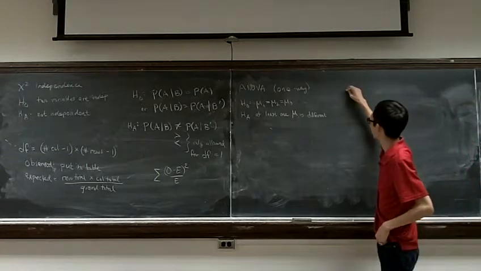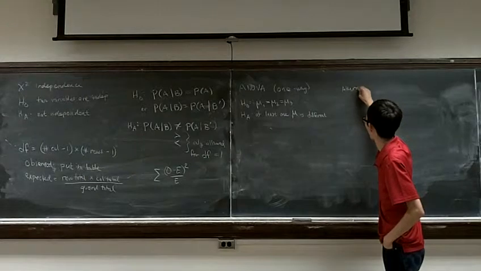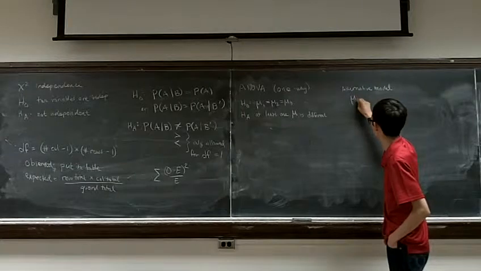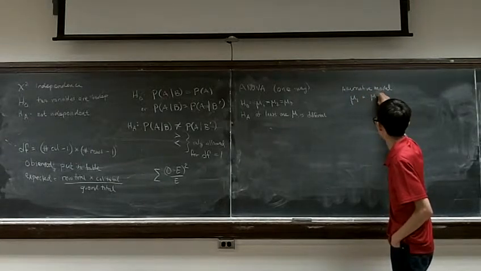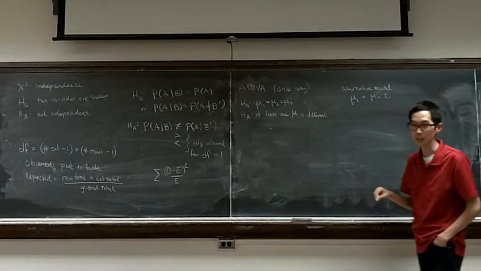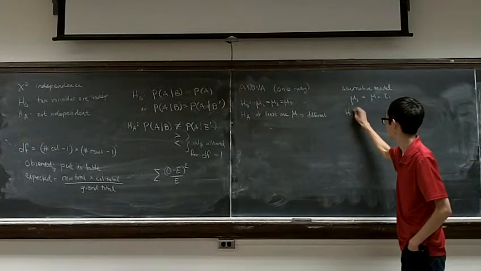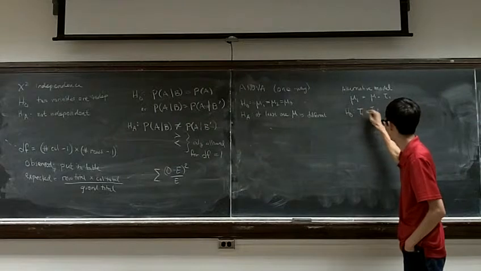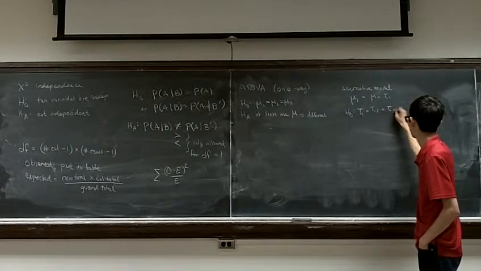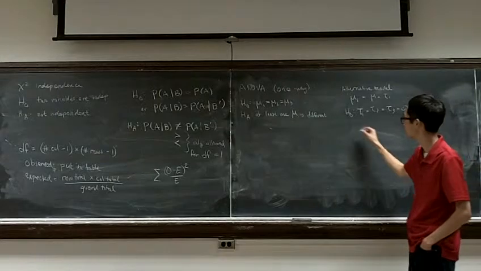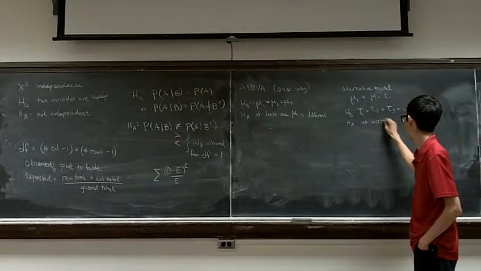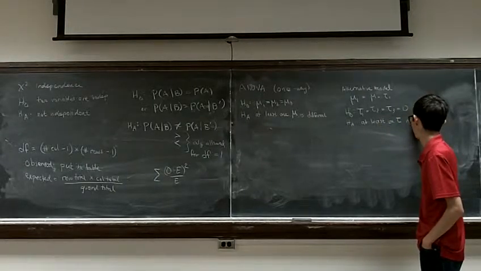Or if you use the alternative model, which states that mu1 is equal to mu plus tau 1, then your null hypothesis would be that tau 1 equals tau 2, which equals tau 3, and all of these equal 0, versus at least 1 tau not 0.